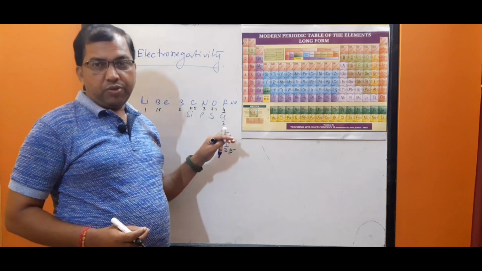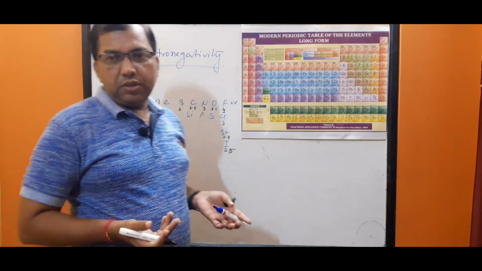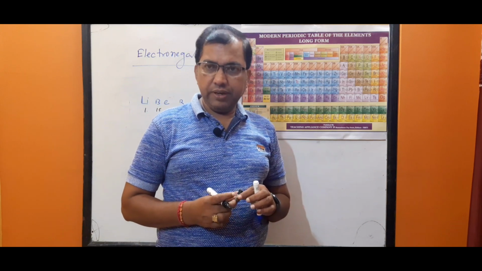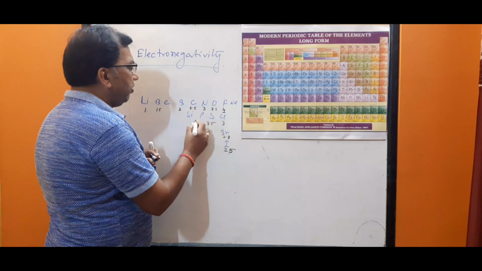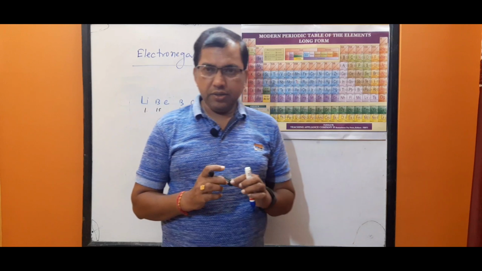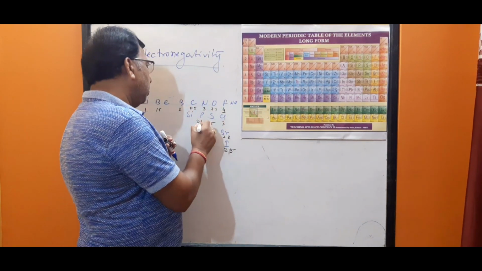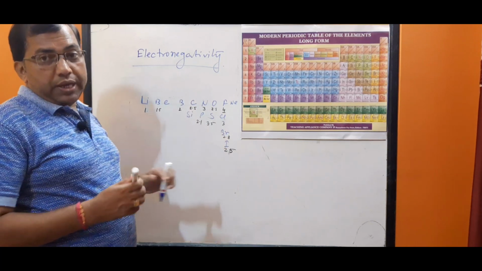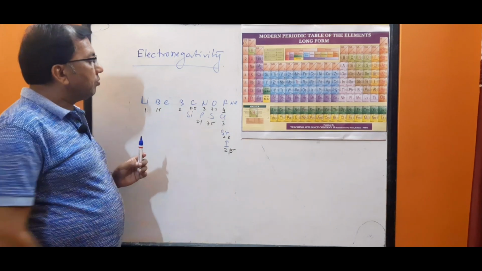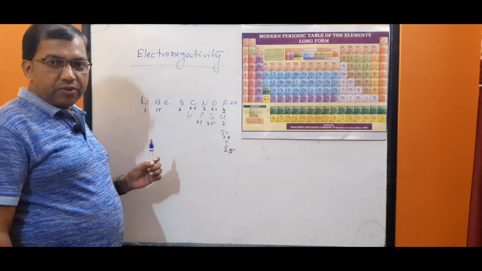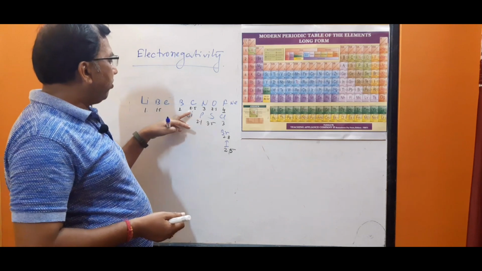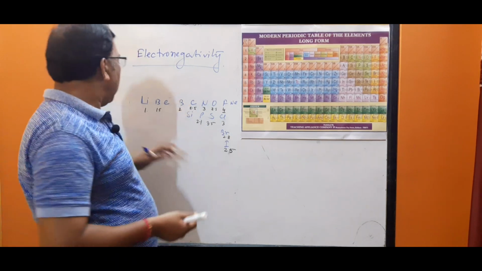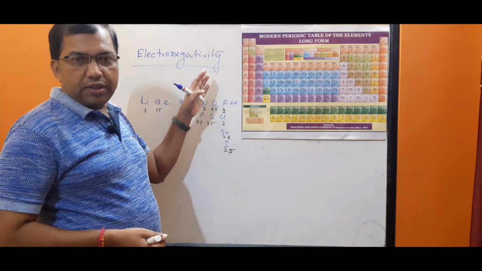In this case, phosphorus, sulfur, oxygen also. Phosphorus is 2.5 and sulfur is 2.5. You also remember that phosphorus may be 2.5 or 2.1. If you remember these things, see here chlorine is 3, nitrogen is 3, chlorine and nitrogen same. This is 2.5, this is 2.5, same, clear. Phosphorus 2.1, hydrogen 2.1.